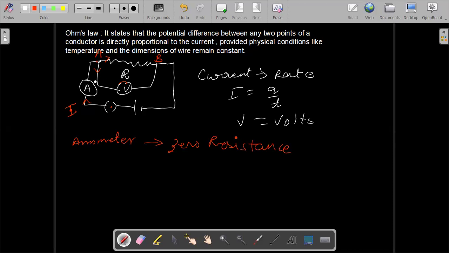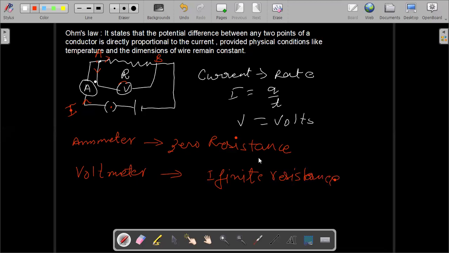Zero resistance means when you have connected this ammeter in the series circuit, it is not using any power of the circuit. The power of the circuit that is being used is very small. So it uses a very small amount of the power of the circuit. Got it? So an ammeter has a very small resistance, which we say zero resistance, whereas a voltmeter has infinite resistance. So a voltmeter is connected in parallel, whereas an ammeter is connected in series.